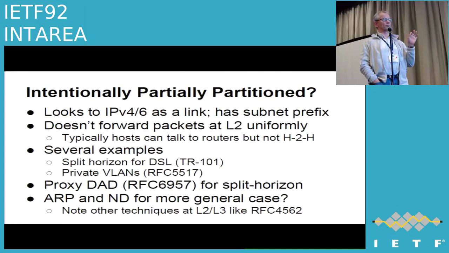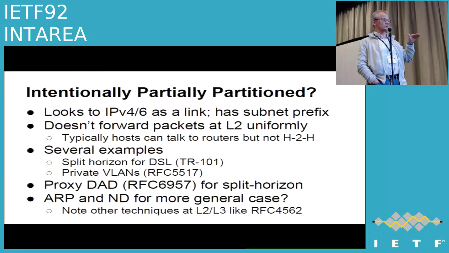There's a split horizon case that's used for DSL, where basically the hosts can't chat with each other, described in some DSL Forum report. And there are private VLANs that people deploy to conserve on connectivity, address space, whatever. There's very little written down about how to deal with this in the general case, as far as I know: how do you configure things and what works and what doesn't. We have a solution for the specific case of split horizon.